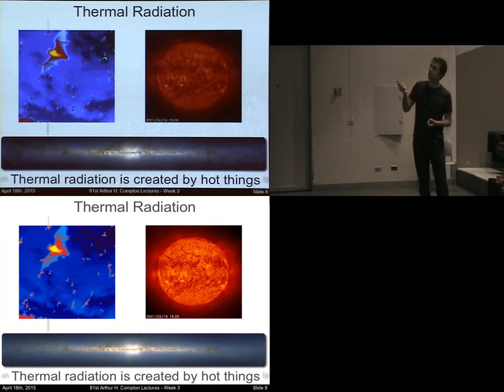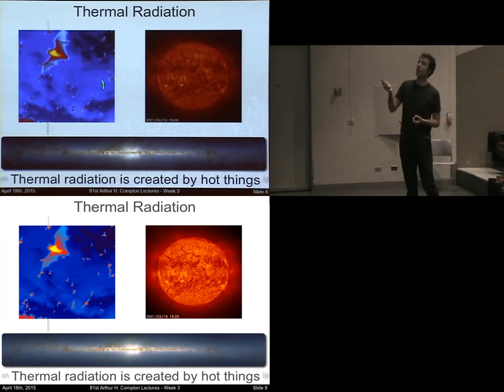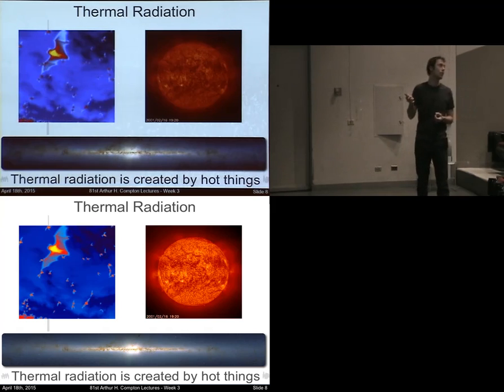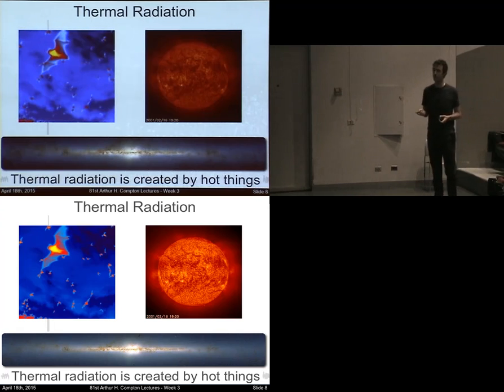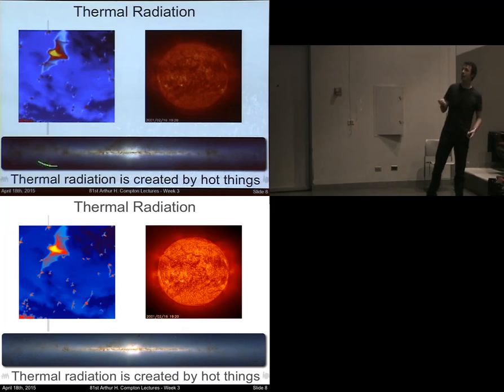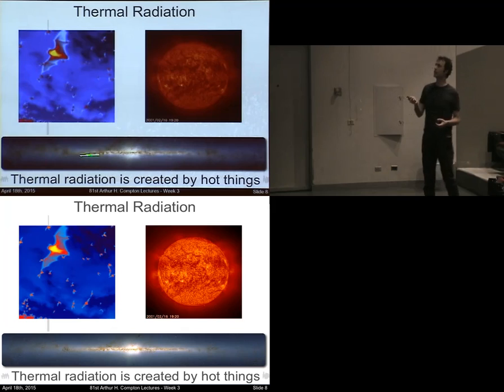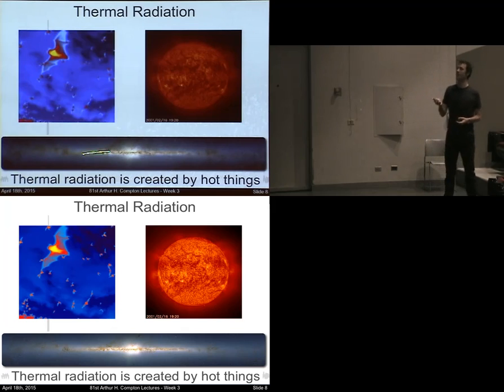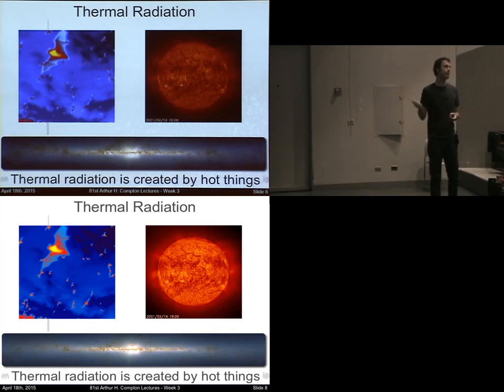Above him, you can see his other bat friends, but also the cloud in the sky, it's also hot and making thermal radiation. And the emission that we see from the sun, that's also thermal radiation. And if you have a camera that's sensitive to thermal radiation and it looks at the Milky Way, then that's how it would look. And most of the stuff that's in here is warm dust and starlight.